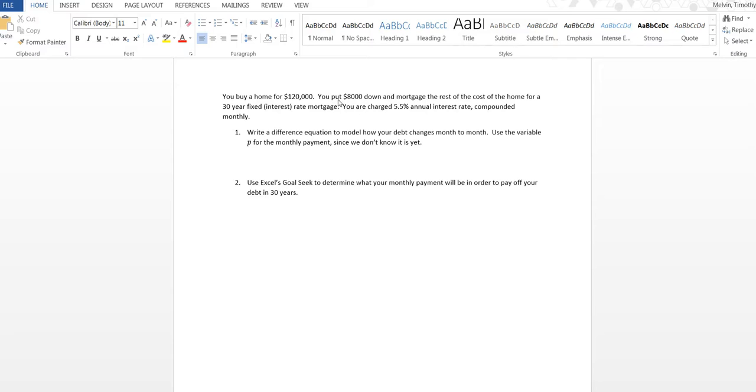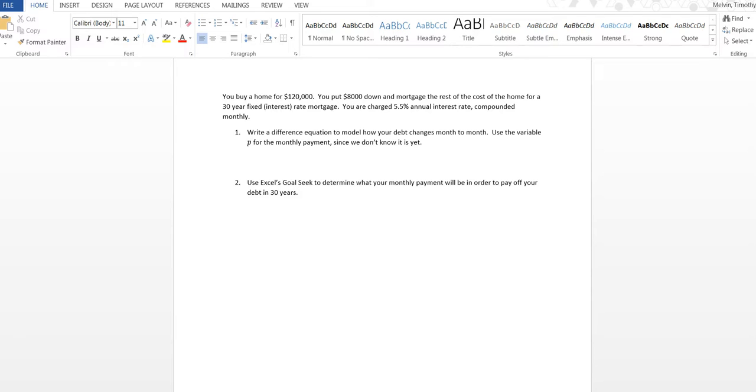The rest of the house price you're going to take out a loan, and we're going to assume it's a 30-year fixed interest loan, so the interest will be fixed. You get a 5.5% annual interest, and it's going to be compounded monthly. Most mortgages, you're going to make monthly payments, and it'll be compounded monthly.